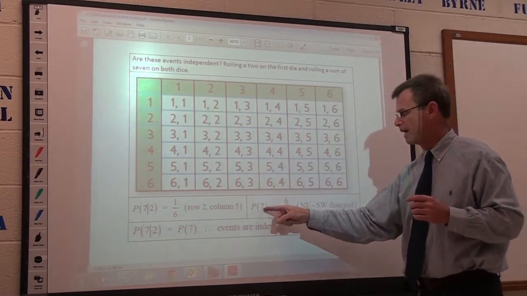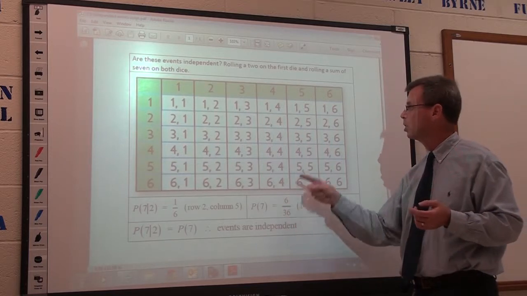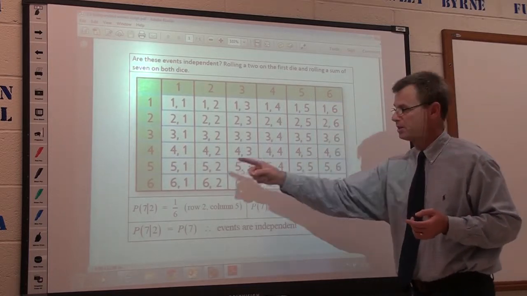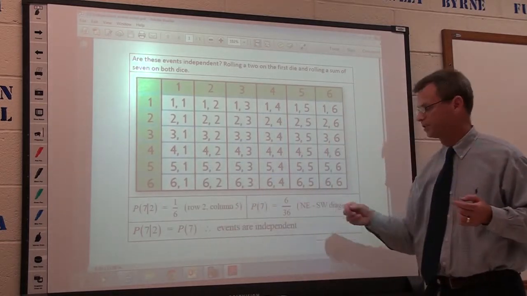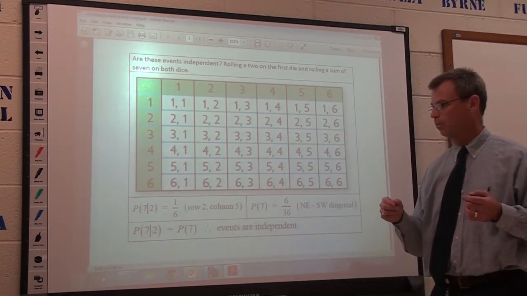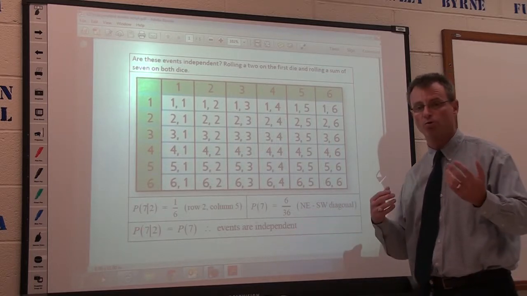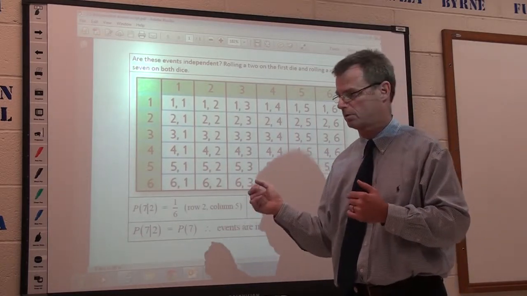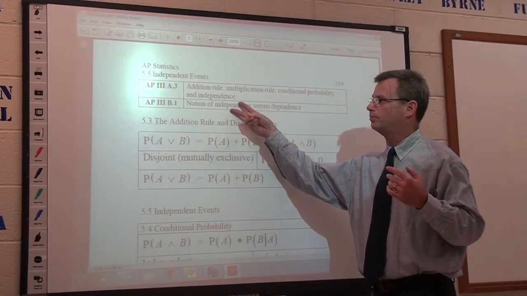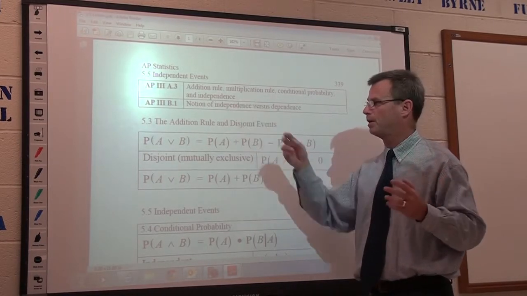The probability of getting a 7 before you began was 6 out of 36, which is this diagonal, northeast to southwest. But 1/6 equals 6/36, which confirms that these events are independent. And we're going to go to the PDF for the lesson and walk through the algorithms. So these are the topics in the textbook section you're accountable for in the AP test.